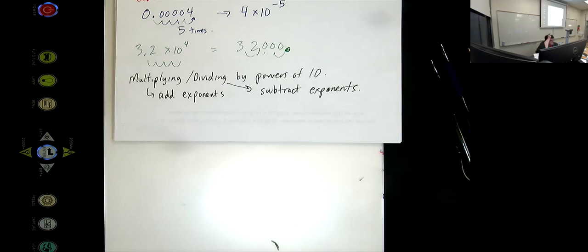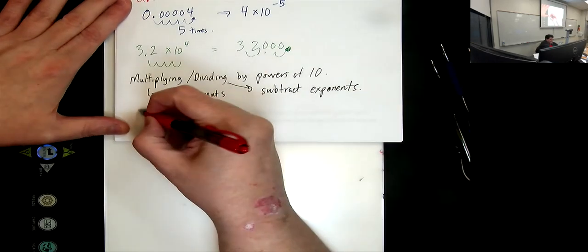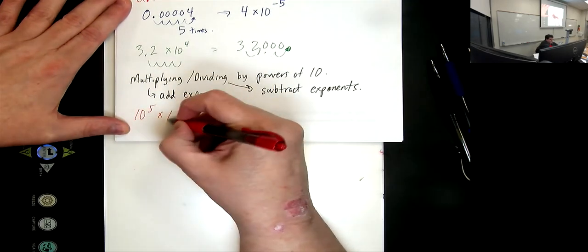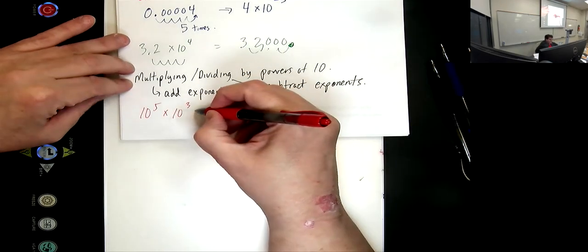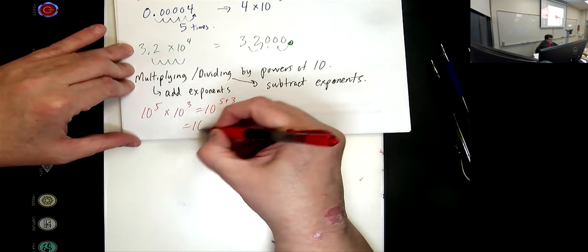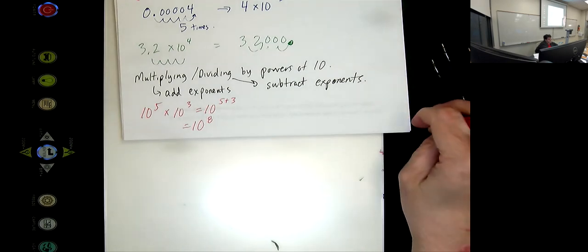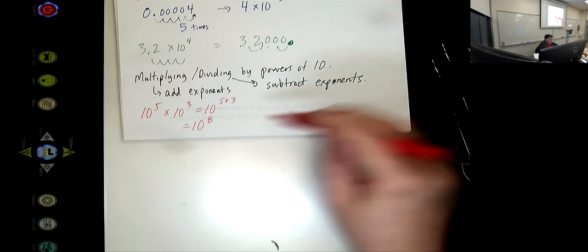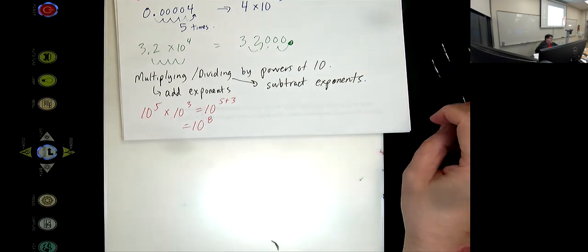All right, so multiplying by a power of 10, if I've got 10 to the 5th, I'm going to multiply it by 10 to the 3rd power. This is the same thing as 10 to the 5 plus 3 power, which is 10 to the 8th. I'm lazy. That's 10 to the 8th power, but sometimes I don't say power. I'll just say 10 to the 8th. Same thing.